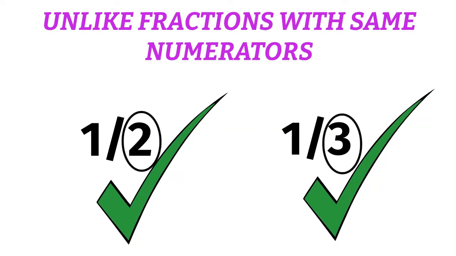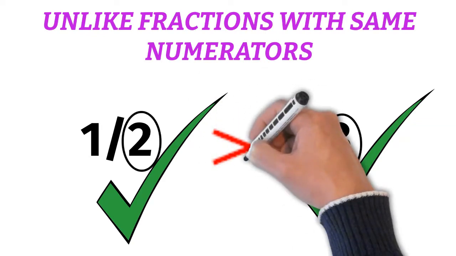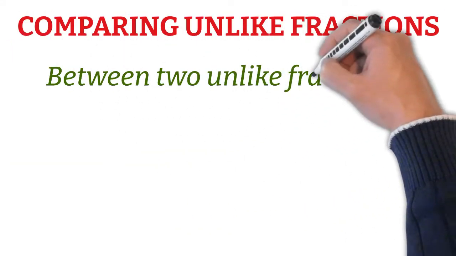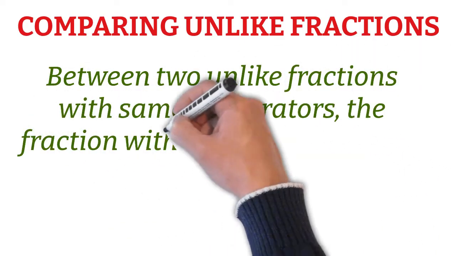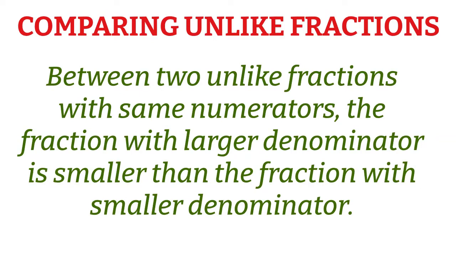Definitely the parts obtained by dividing the whole into 2 parts will be larger than the parts obtained by dividing the same whole into 3 parts. Thus, here 1 by 2 is greater than 1 by 3. Now, we can say between two unlike fractions with same numerators, the fraction with larger denominator is smaller than the fraction with smaller denominator.